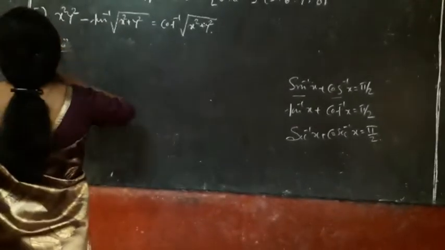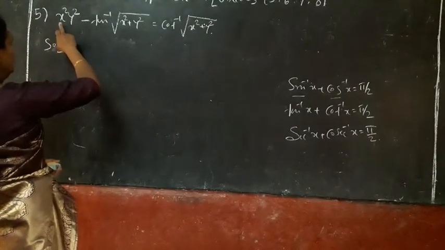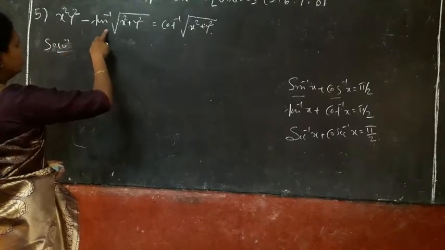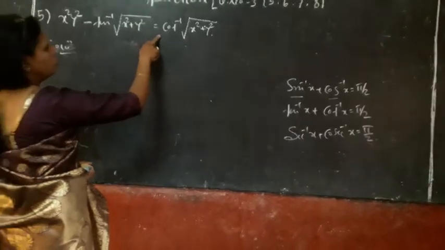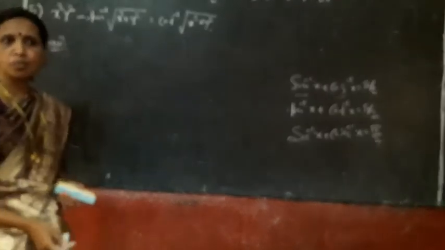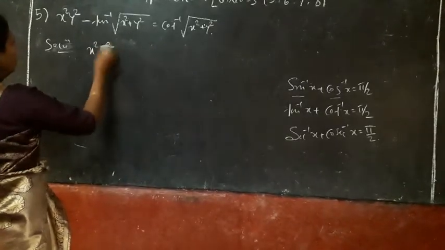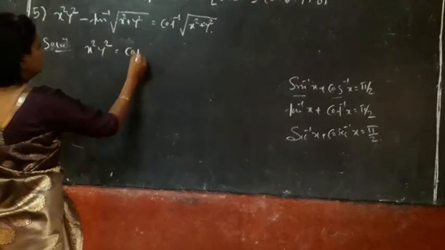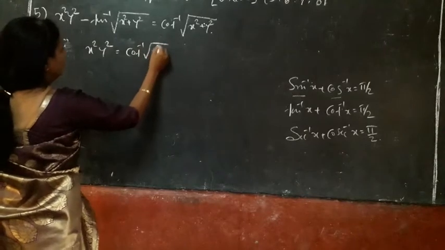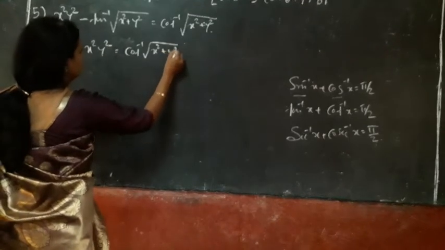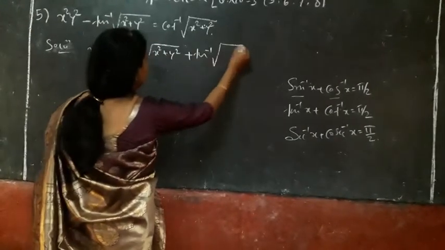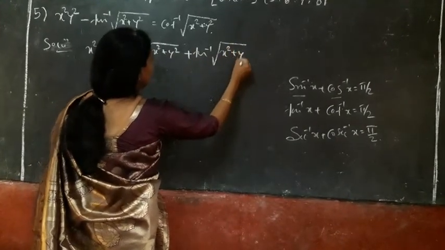Now consider the example, fifth one: x square y square minus tan inverse of square root of x square plus y square equal to cot inverse of square root of x square plus y square. We can write this example like this: x square y square, transfer the minus tan inverse to the RHS, we get, okay, minus changes to plus.